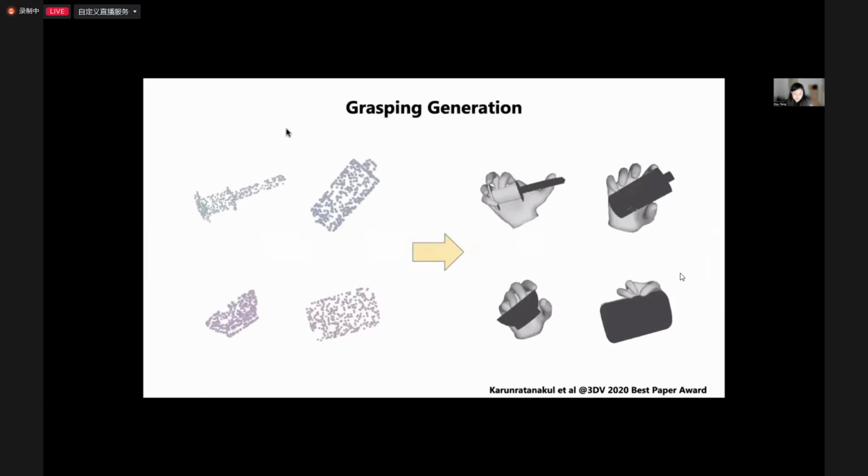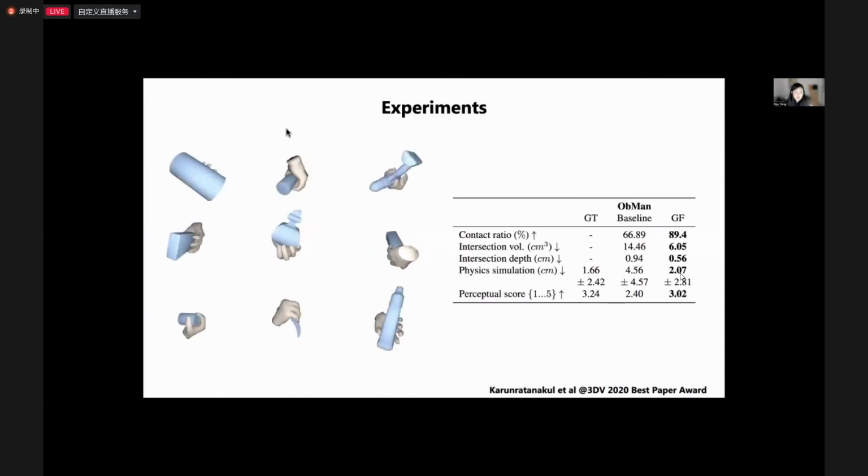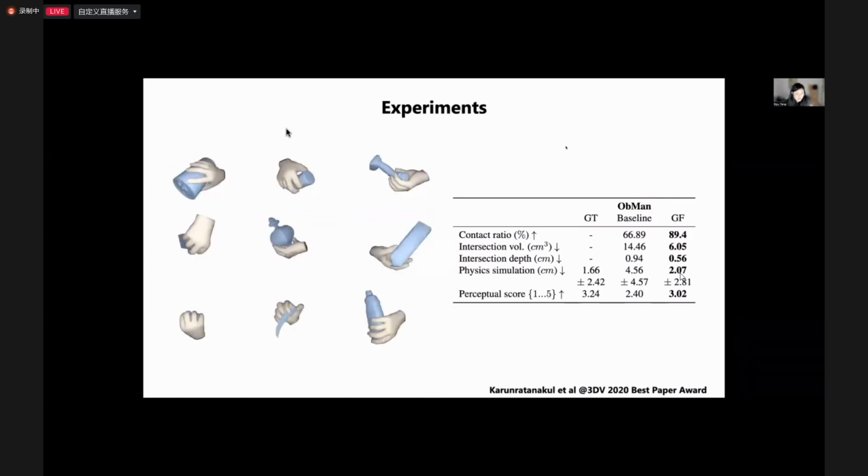Okay. So by leveraging this grasping field representation, now we can do grasping generation, right? What we do is very simple. Given a training example, a pair of a static hand grasping an object, we use a point cloud encoder to encode both hand and object. And then for the decoder, we use the grasping field to decode, for every point in 3D space, the distance to the object and the distance to the hand. And then during inference, we only take the object as input, and we use our grasping field to infer the potential grasps, right? So here are some results, and you can see the synthesized grasps look pretty nice, right?